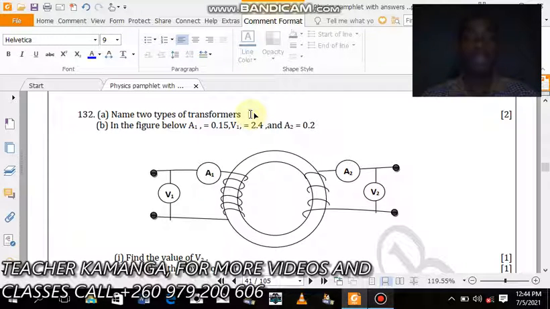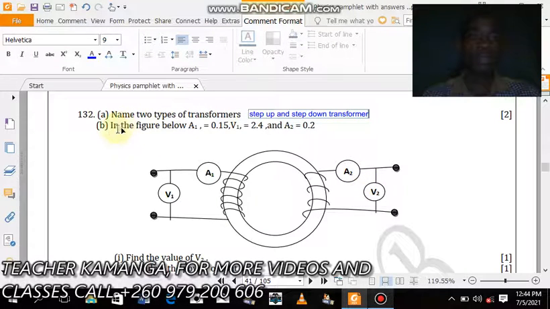We have a step-up transformer and also a step-down transformer. So basically the answer here is just direct. We have step-up and also step-down transformer. It is very important that we remember this information because it is very, very important.